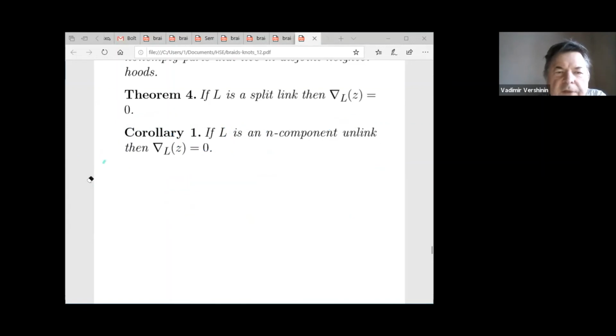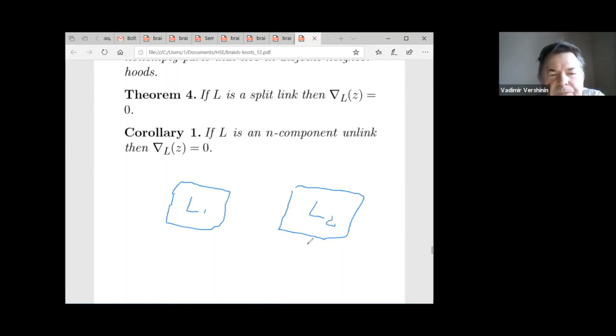So what does it mean that your link is split? Of course, it means that you can have the following diagram. In this box you have your link L1, and in another box you have another part, L2. You are trying to make some kind of connected sum, but in a slightly strange manner. You make this one and that one, okay?